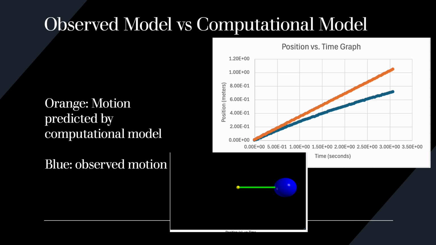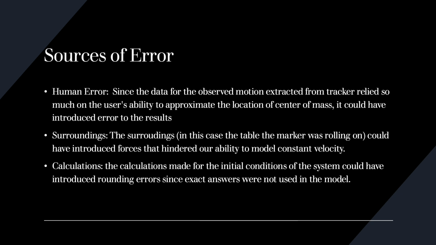The orange curve represents the motion predicted by the computational model, while the blue curve represents the observed motion. As you can see, over time, the observed motion deviated from the predicted motion. The observed motion underpredicted the final position of the marker. This could be due to external forces like friction and air resistance that led to the marker traveling a smaller distance than expected.